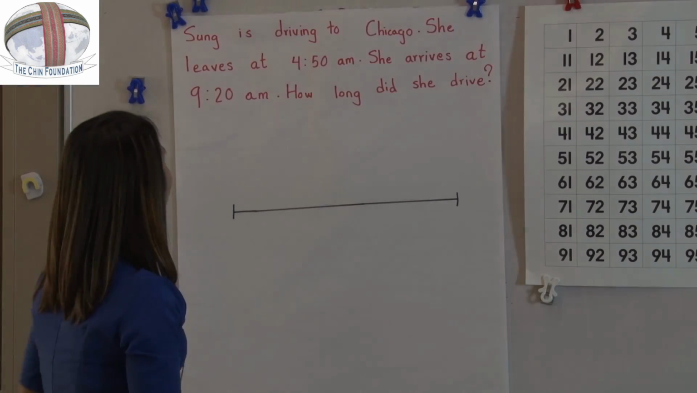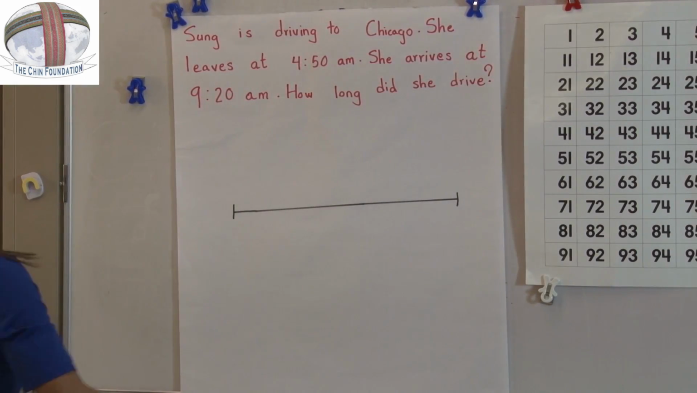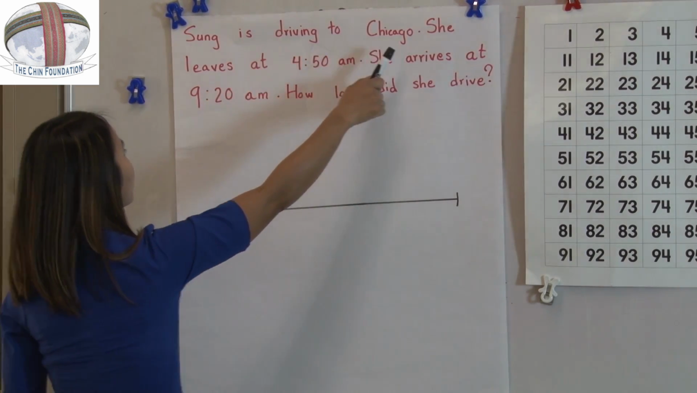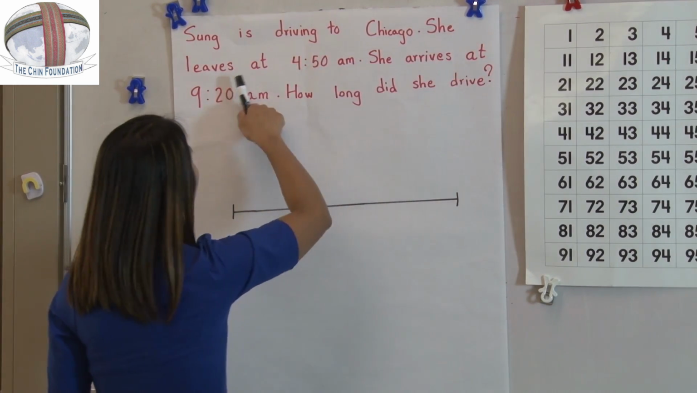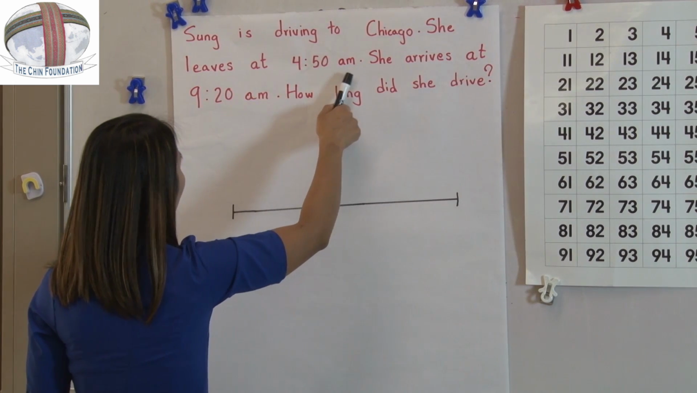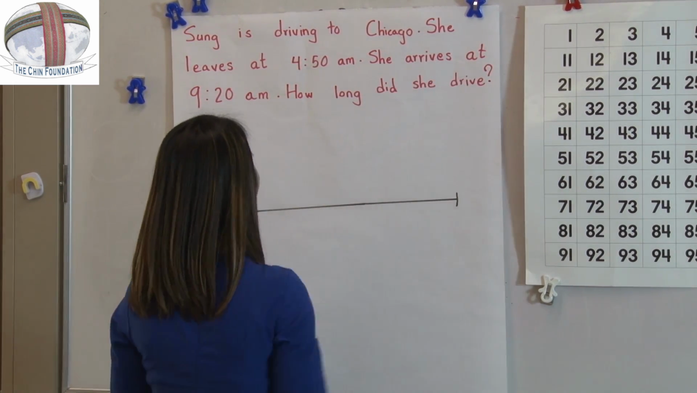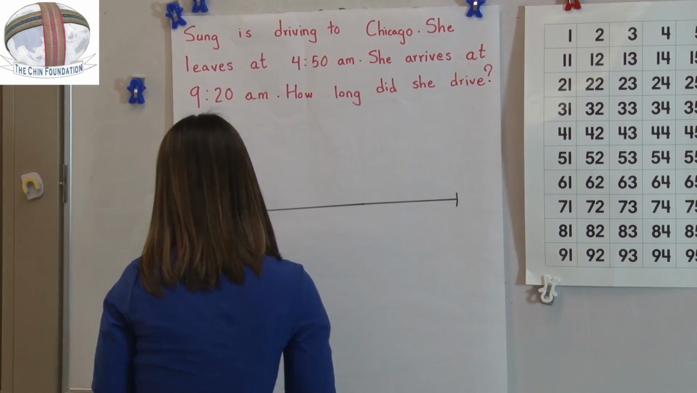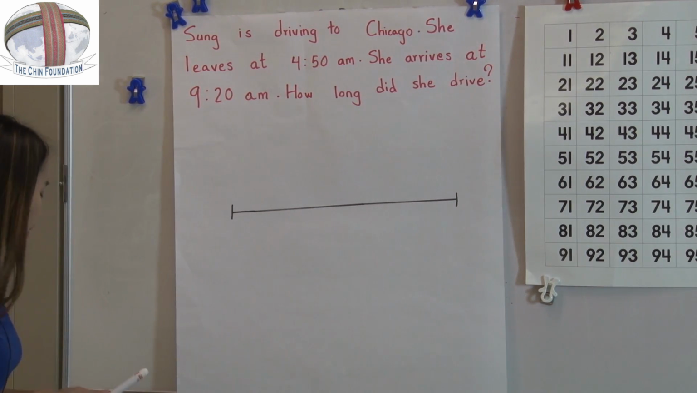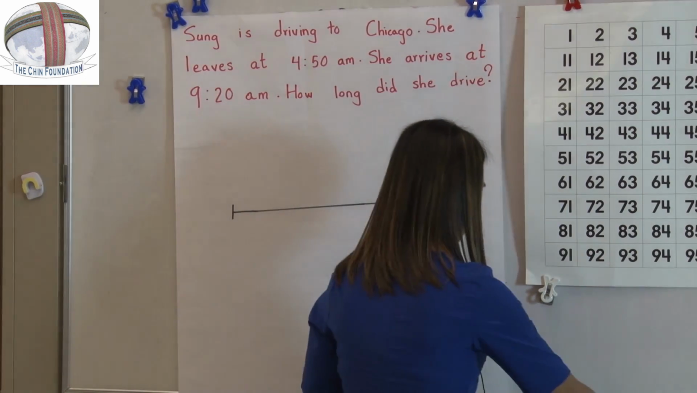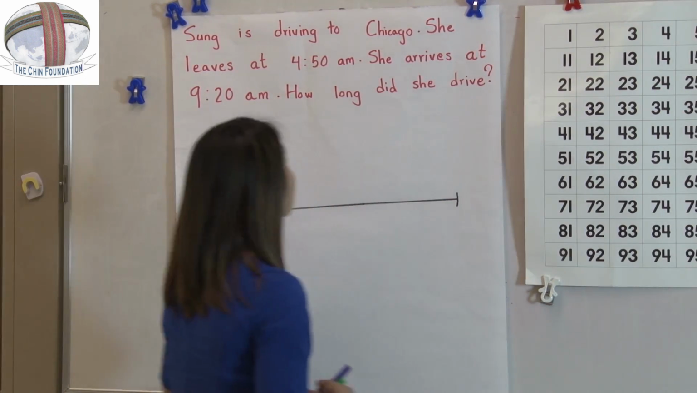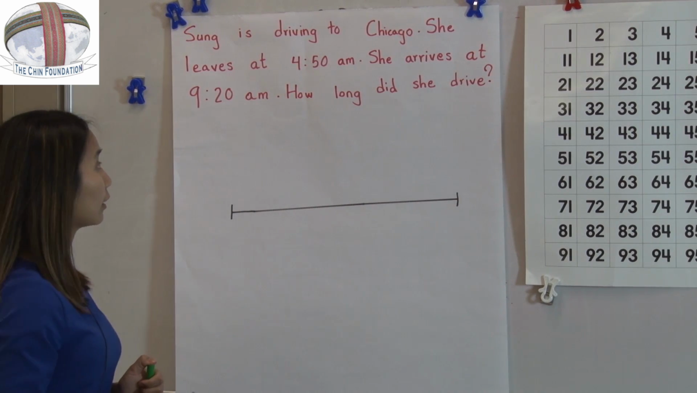Okay, let's do the next one. Sung is driving to Chicago. She leaves at 4:50 a.m. She arrives at 9:20 a.m. How long did she drive? So we need to figure out the important information.